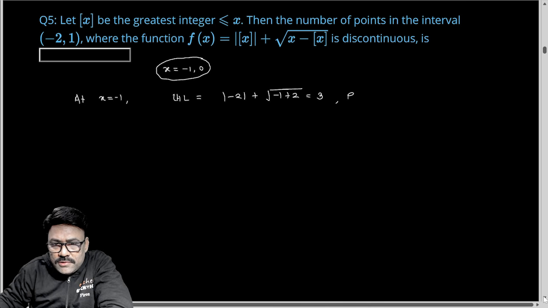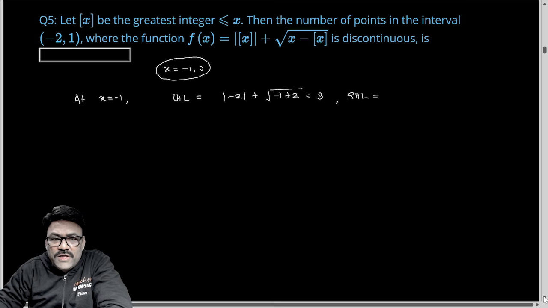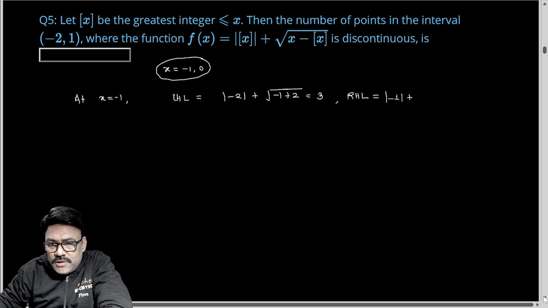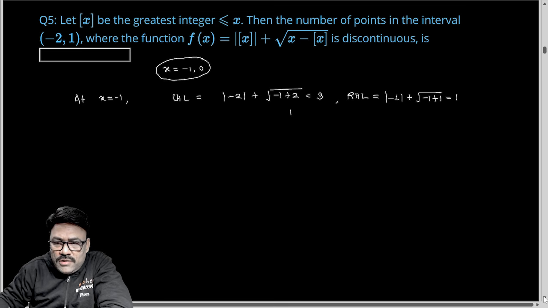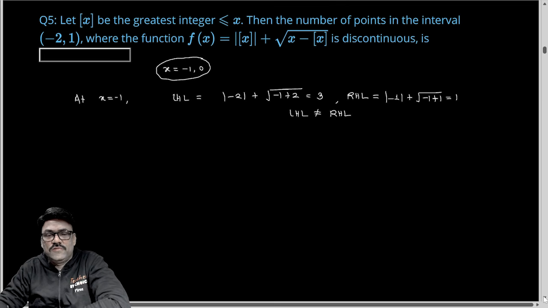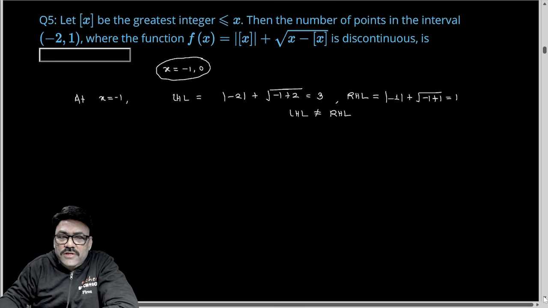Now what is right hand limit? Right hand limit means now x is slightly greater than minus 1. So integral part will be minus 1. So mod of minus 1 plus under root minus 1, and since x is slightly greater than minus 1, the integral part is minus 1, so you will get plus 1 here. So this is 1. So you can see that the left hand limit and right hand limit are different at x is equal to minus 1. Therefore at x is equal to minus 1, this function is discontinuous.